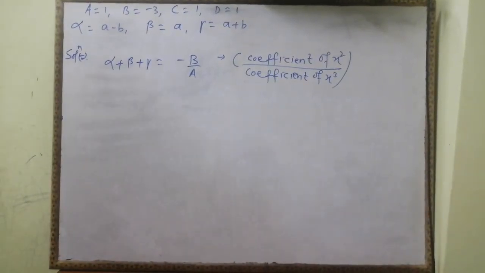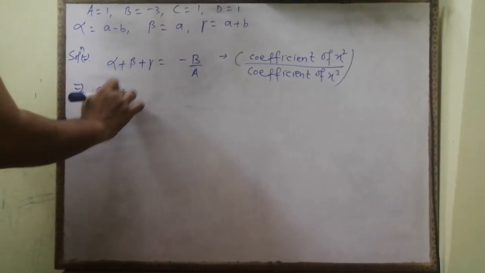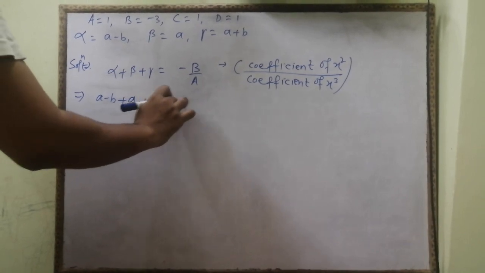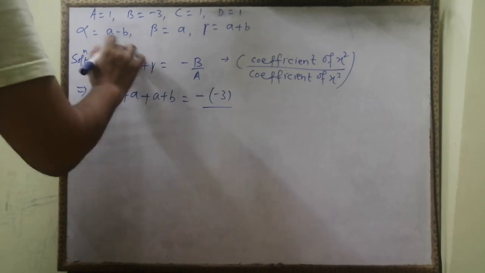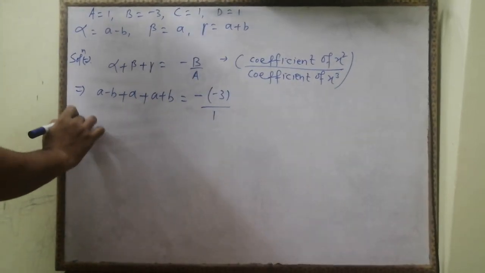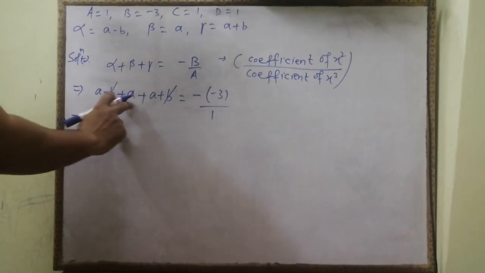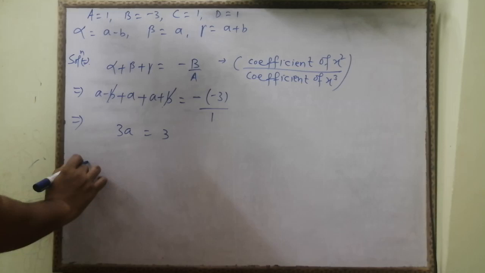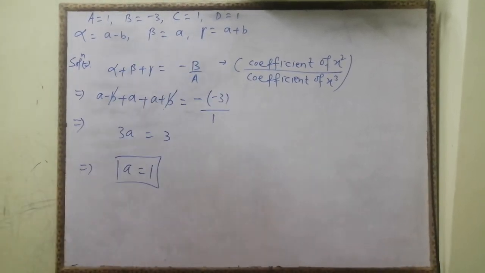So put the value of alpha. Alpha is a minus b, so we put a minus b. Beta is a, we put a. Gamma is a plus b, we put a plus b. Minus B value is minus of minus 3, and A is 1. Okay, solve this equation. Plus b and minus b will cancel. A plus a plus a, it will be 3a is equal to 3, then a is equal to 1. This is the value of a.